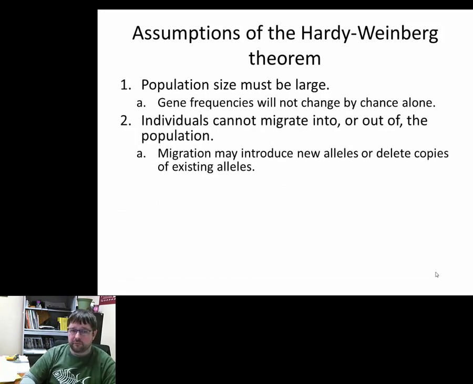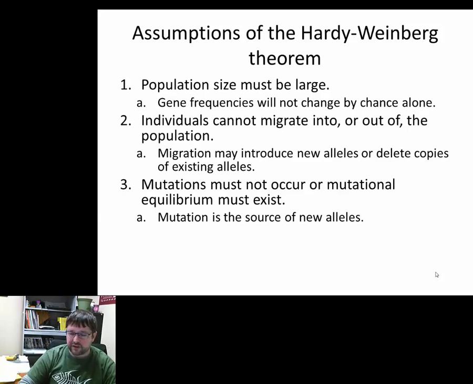All right, number 2. Individuals cannot migrate into or out of the population in order for equilibrium to be met. Now, this should make sense. If you have individuals migrating in, then you have new alleles coming into the population. If you have individuals migrating out, then you have alleles removed from the population. So you can't have that, otherwise you're changing the frequency of alleles in the population.